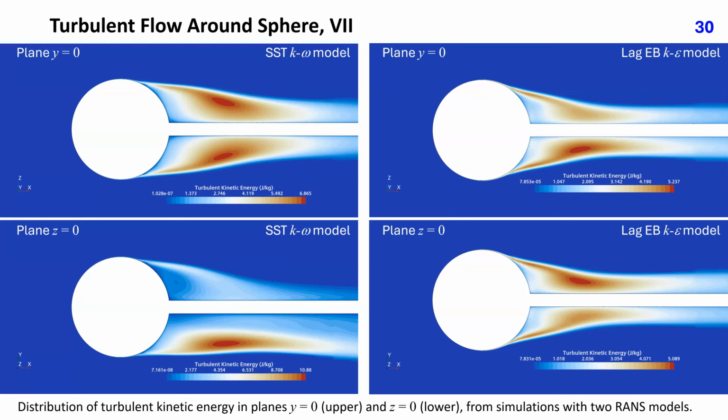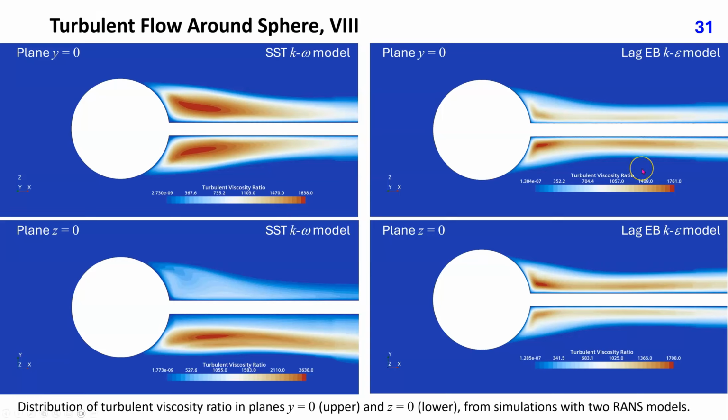The maximum values are much higher when the SST k-omega model is used than with the Lag EB k-epsilon model. The distribution is nearly axisymmetric in the solution obtained with the SST k-omega model in the plane y equals 0, while it is highly asymmetric in the plane z equals 0. The solution is slightly asymmetric in both planes with the Lag EB k-epsilon model.